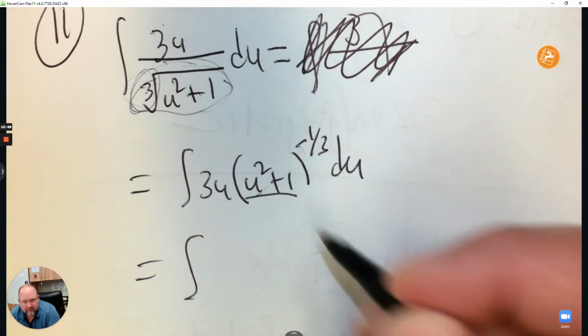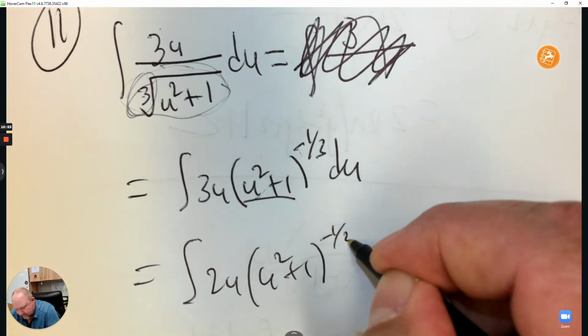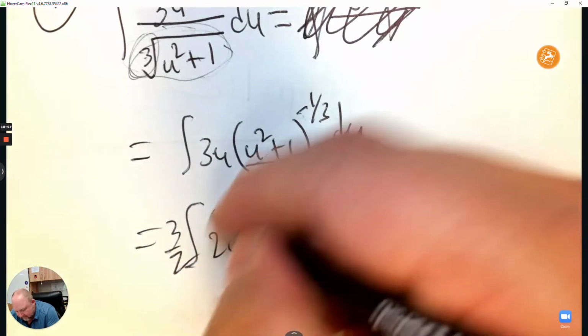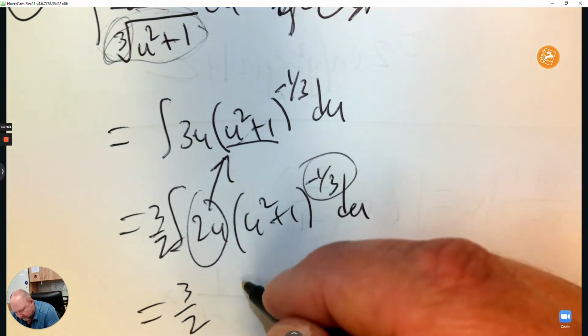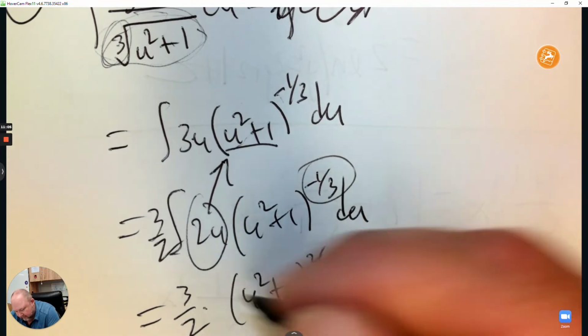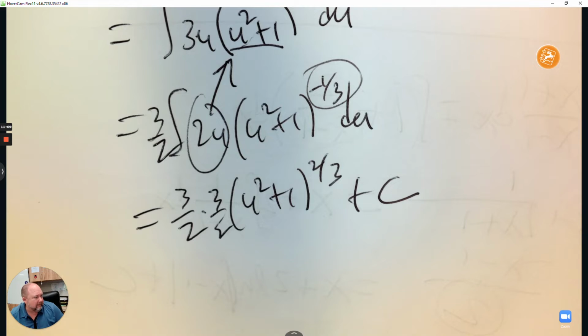So the derivative of the base is 2u. What it was over what it became, then unhook, and then we add 1 to the exponent, and then the reciprocal, and then don't forget that. That is 9/4. It's fine. Number 12.